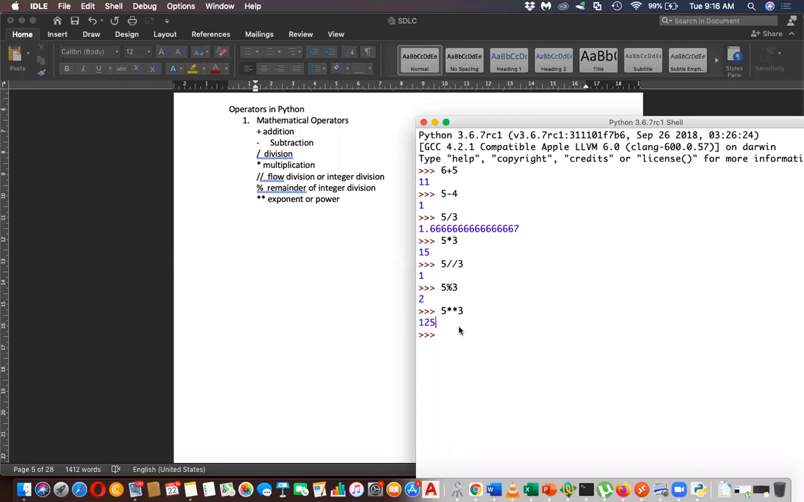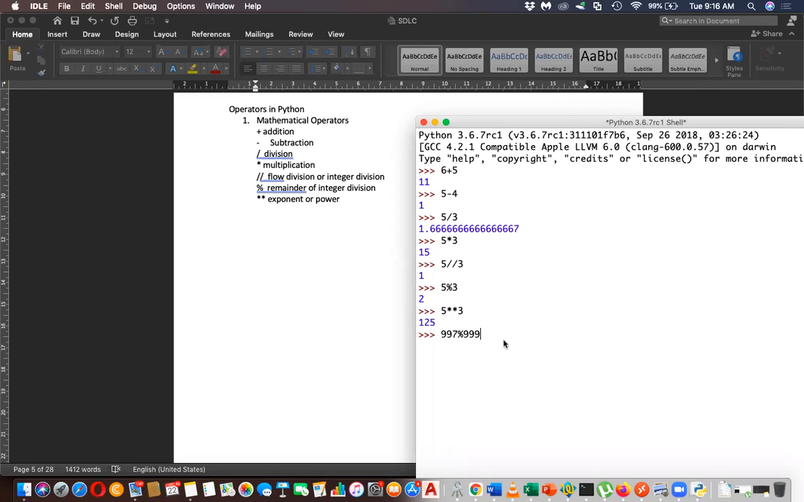Right, so let me give one thing. Can you tell the answer for this one? 997 modulus 999. So what is the answer? 997 modulus 999. Modulus means the remainder, the integer remainder.